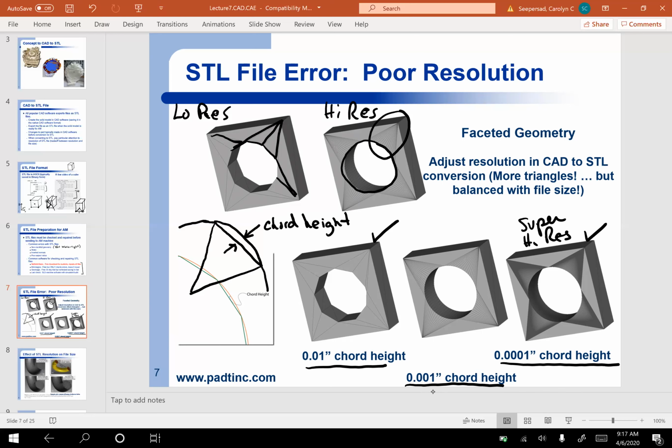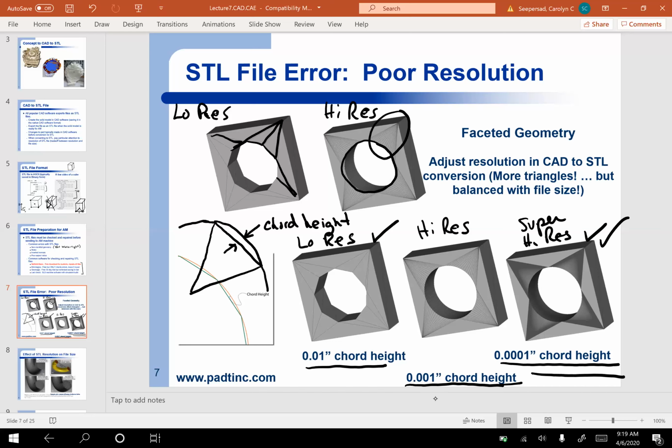If we go over to the super high res, right, you won't be able to see any difference between the super high res and the high res when you print it, because all those errors are smaller than the minimum feature size of the accuracy of the machine. And the price that you pay to go to the super high res is that your file sizes will be much, much larger, right? So again, once your chord height is small enough that it's below what your machine can resolve, you're typically not going to get any more benefit out of decreasing that chord height even further.